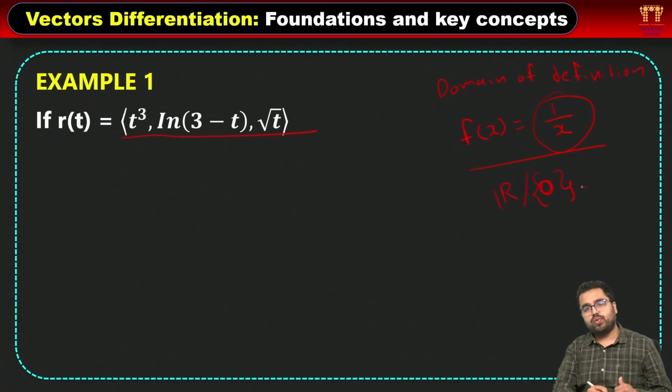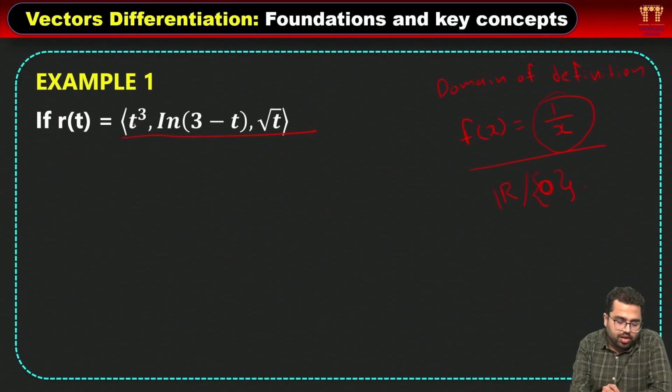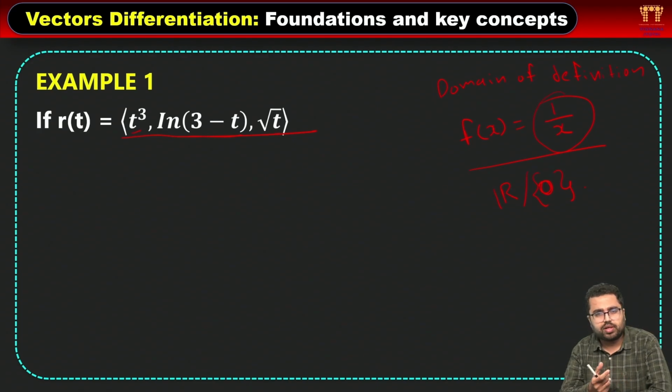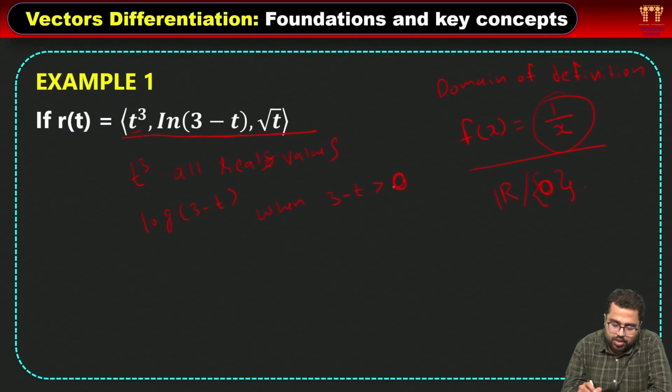In the same way you can define the domain of definition for vector valued functions. How can you see it? You just have to look at its components. All of its components must be defined on that domain. So t cube is defined for all real values, not a problem. And log of 3 minus t is defined only when 3 minus t is greater than 0. So what does it mean? t is less than 3.